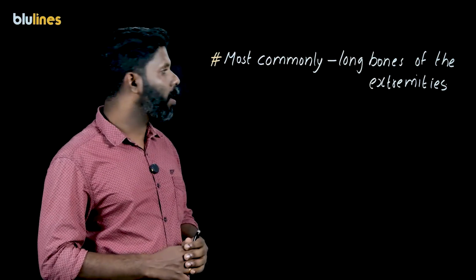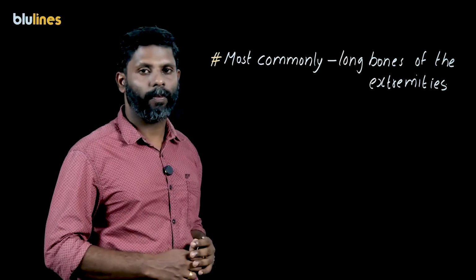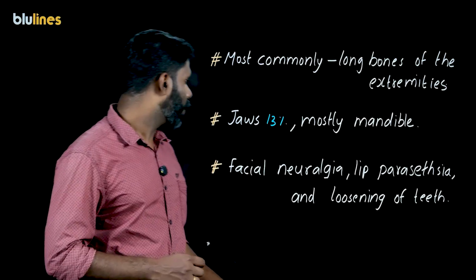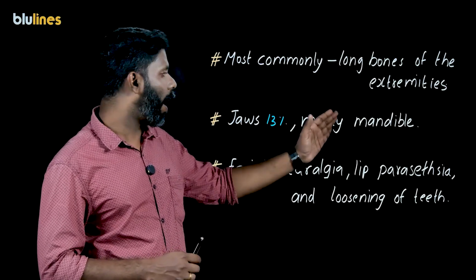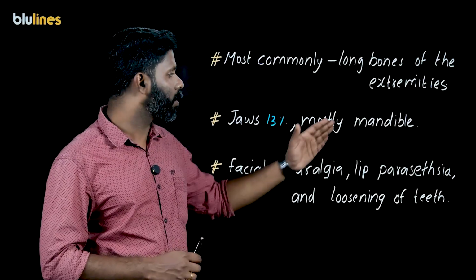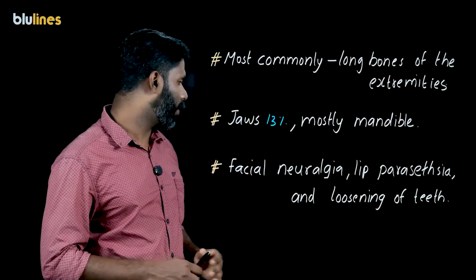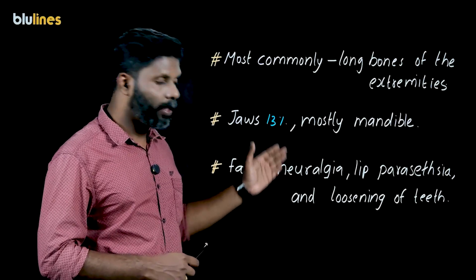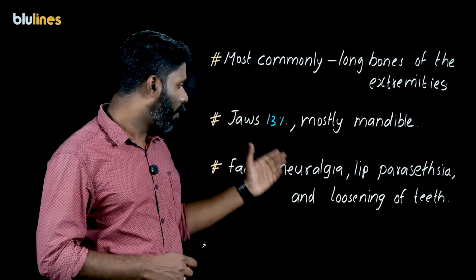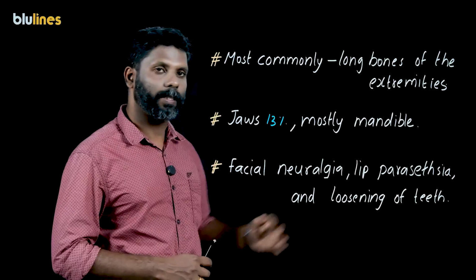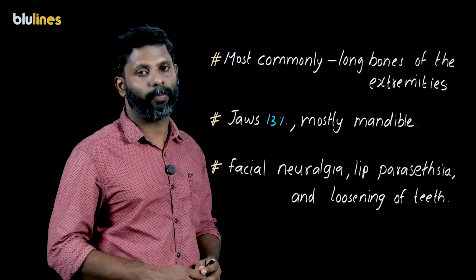The most common location is the long bones of the extremities. In jaw bones, it is seen in 13% of cases, and among the maxilla and mandible, it is most commonly seen in the mandible. The features associated with the oral cavity or the facial structures are facial neuralgia, lip paresthesia, and loosening of the teeth.